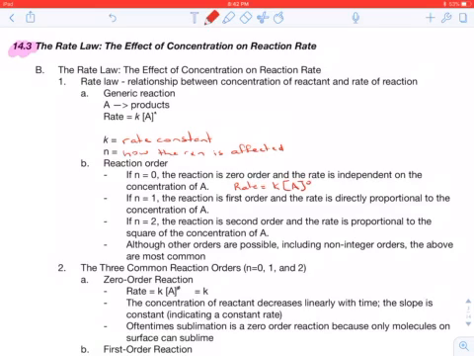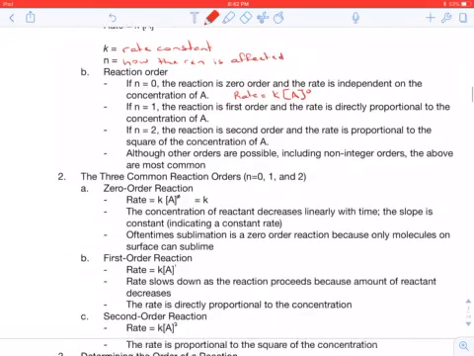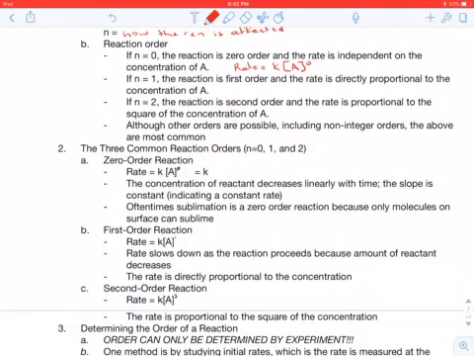If N equals 1, the reaction is first order and the rate is directly proportional to the concentration of A. So as A goes up, our rate will go up. If N equals 2, the reaction is second order and the rate is proportional to the square of the concentration of A. And we'll talk about that a little bit more down here, so just hang tight on that.